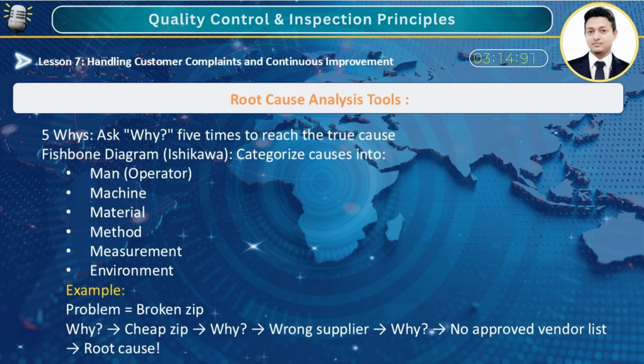Root cause analysis tools. To get to the root cause, we can use tools like the 5 whys method, asking why again and again until we reach the true cause, or the fishbone diagram, also known as Ishikawa, which categorizes possible causes into man, machine, material, method, measurement, and environment. For example, say we have a problem, broken zippers. Why? Because cheap zippers were used. Why? Wrong supplier. Why? No approved vendor lists. And there's the root cause.